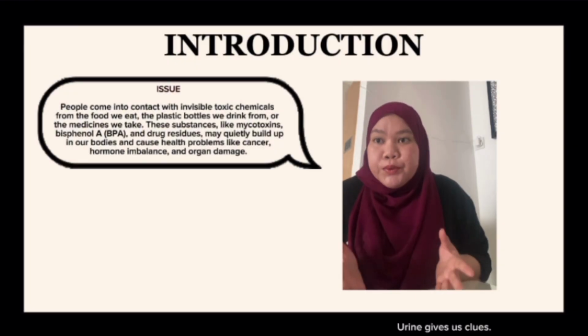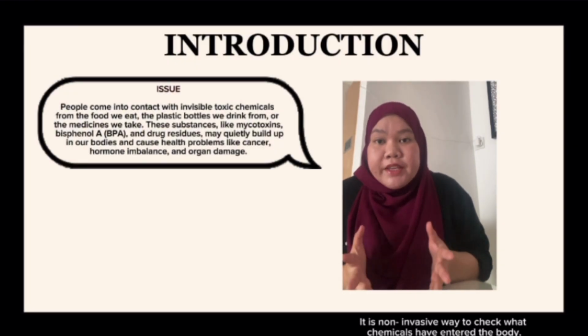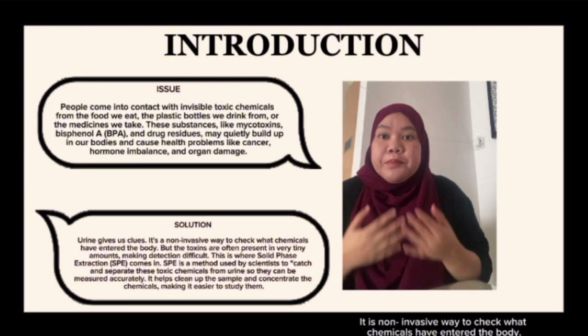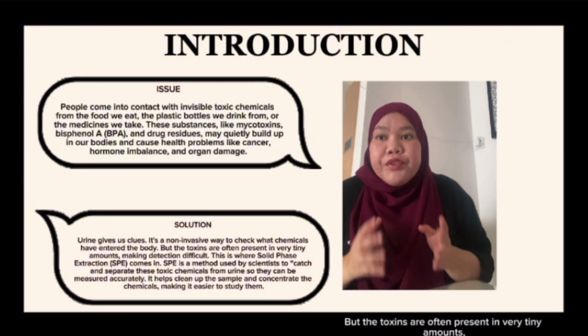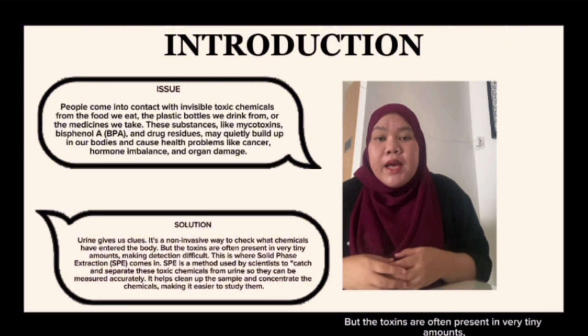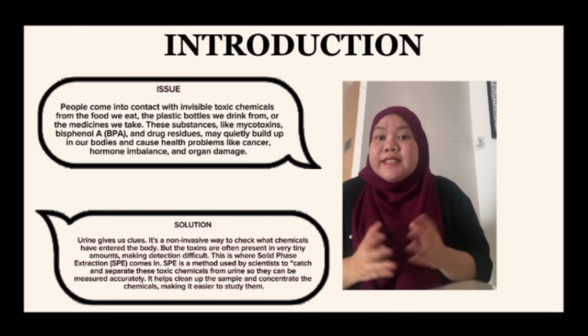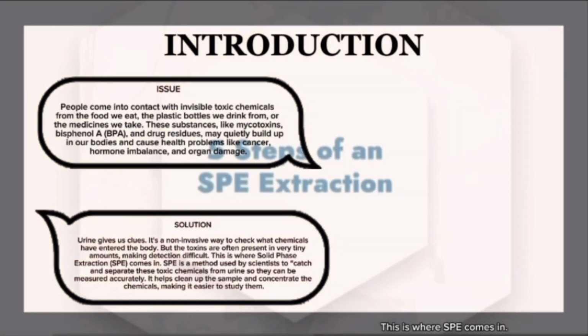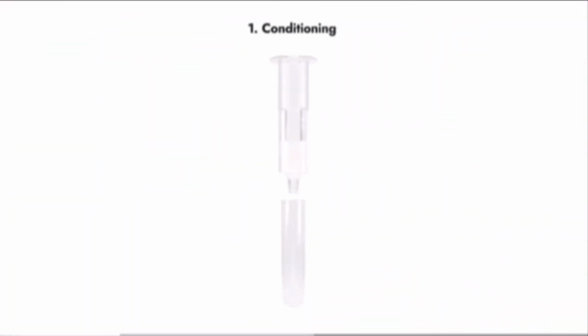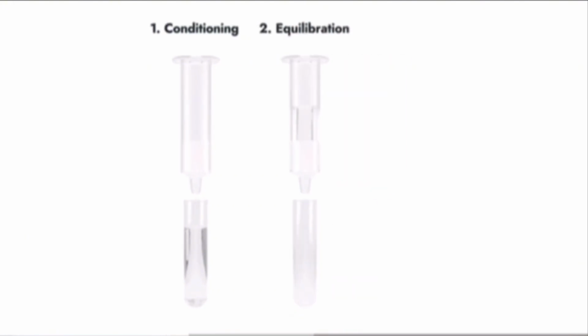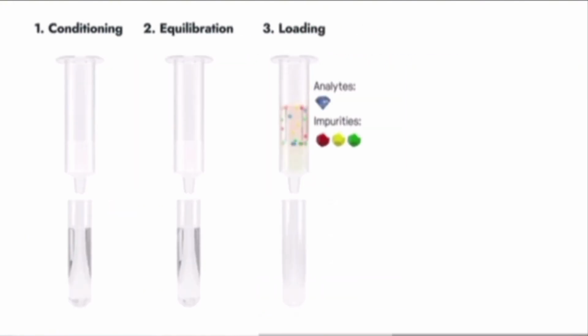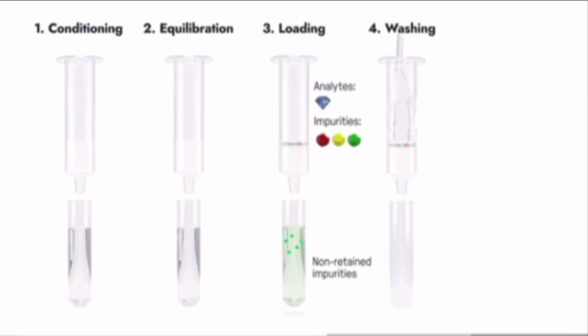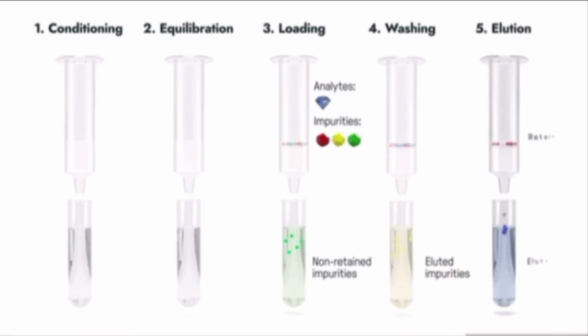Urine gives us clues. It is a non-invasive way to check what chemicals have entered the body, but the toxins are often present in very tiny amounts, making detection difficult. This is where SPE comes in. SPE is a method used by scientists to catch and separate these toxic chemicals from urine so they can measure accurately. It helps clean up the sample and concentrate the chemicals, making it easier to study them.